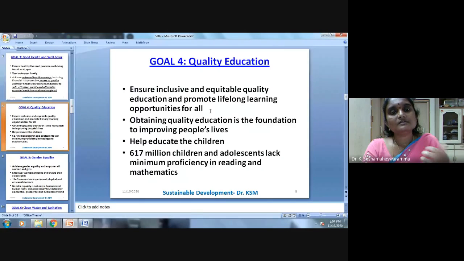Still, 617 million children and adolescents lack minimum proficiency in reading and mathematics and English also. They only have some literacy knowledge up to their local language, their mother tongue. The majority of the people still have no minimum proficiency. You have to educate them. You have to develop them. That is quality education. Quality education makes a difference to the nation.